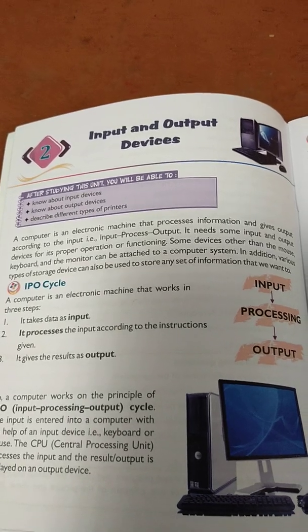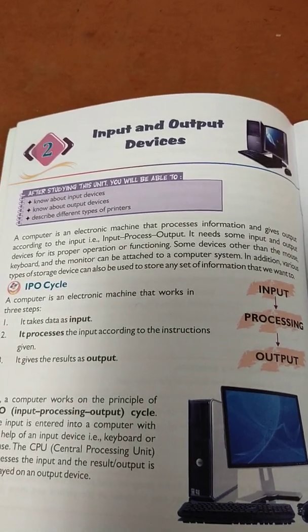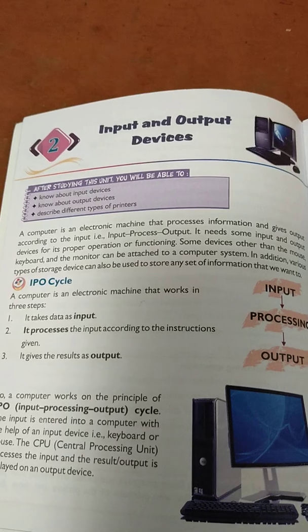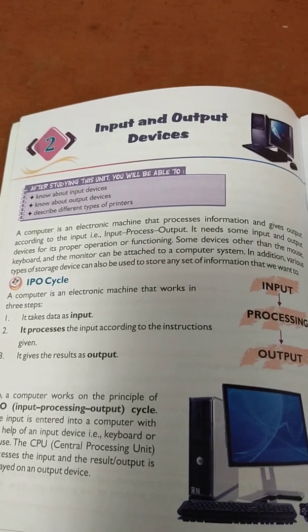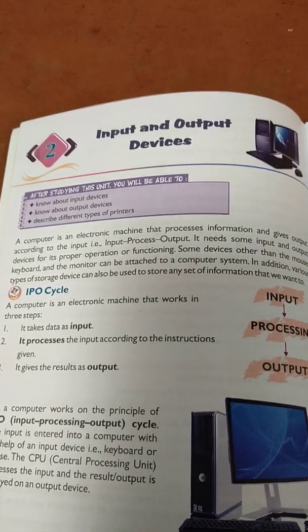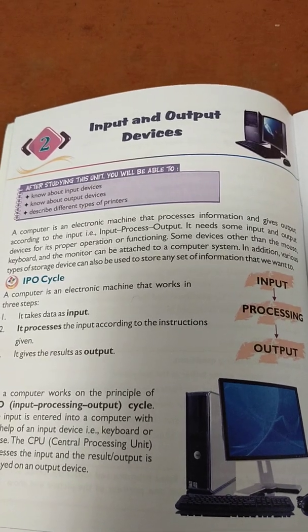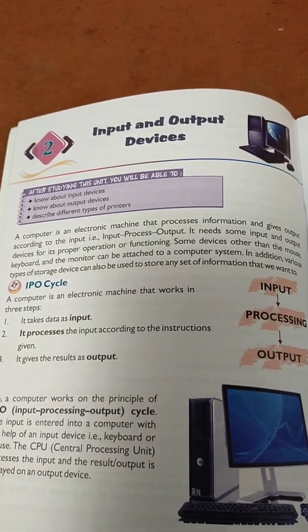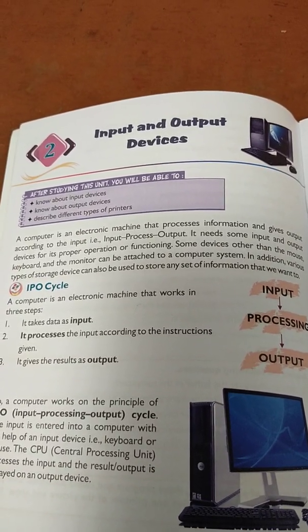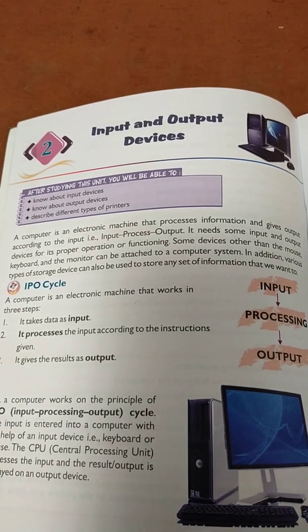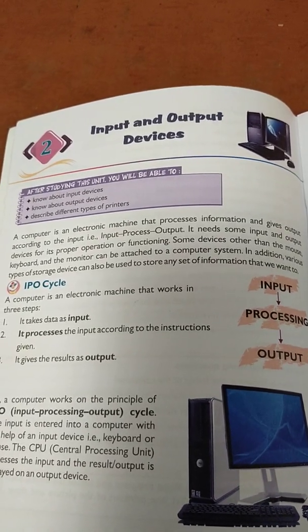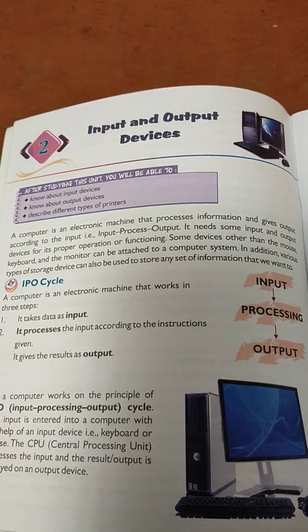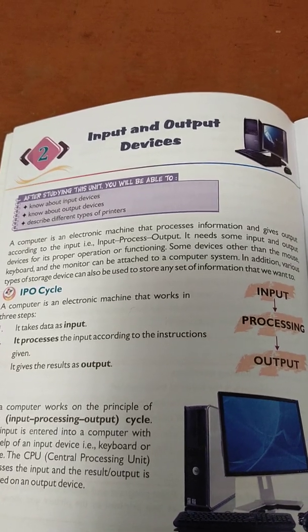You know that the computer is an electronic machine. You know that without electricity we cannot run the computer. You know that the computer has some parts: input and output parts, and then a processing part also. What is input and output? What you give inside the computer is the input, and what you get as the result is the output.